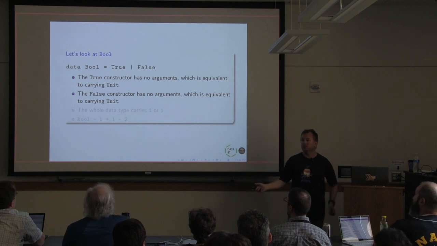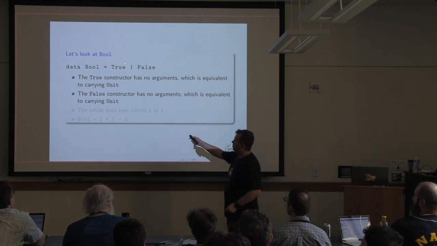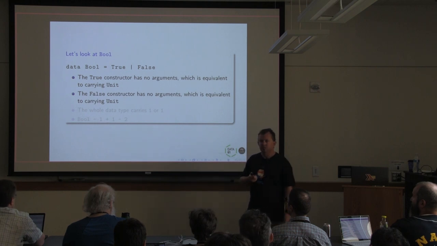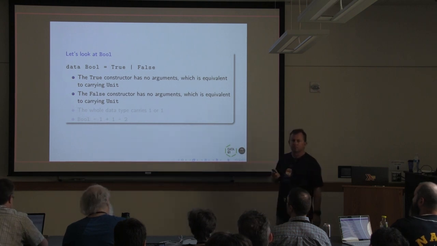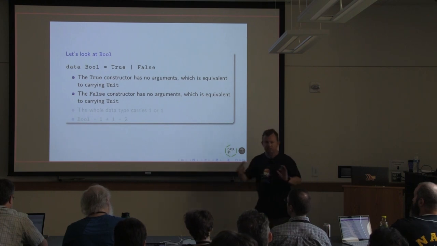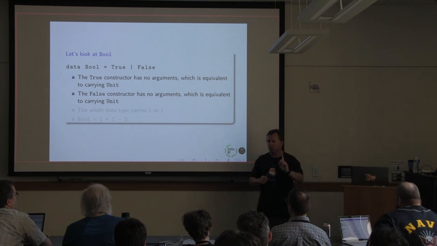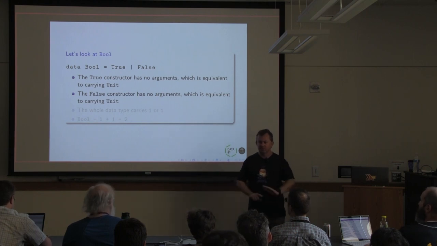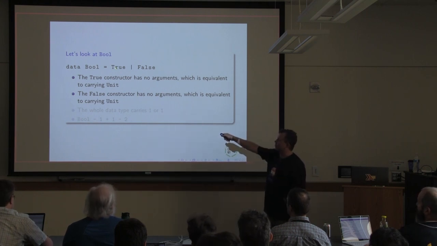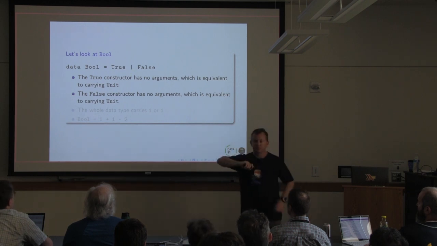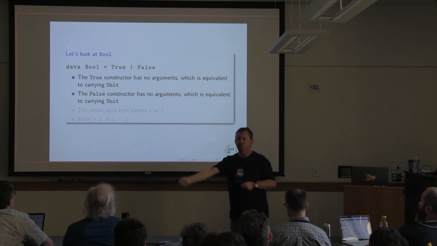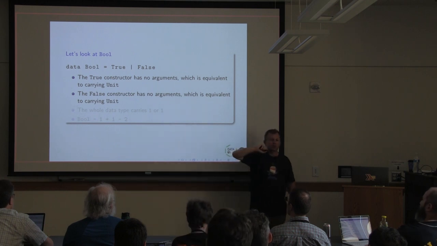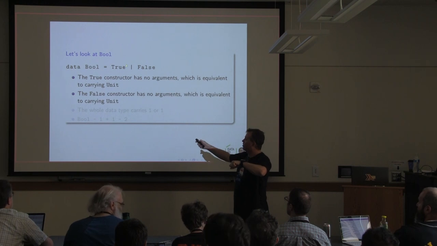Does everyone agree with that? I've said one unit or one unit. Bool is one or one. Is everyone cool with that? So let's just be clear on what unit is. It is the data type that has only one possible value. Its source code is data Unit equals Unit. It has one constructor, and that constructor has no arguments. That's it. If I change this code to data Bool equals True unit or False unit, that's the same thing as a Bool. When I construct True, I pass in the unit value. When I get it back out again, I just throw away the unit value. And same for False. So I have said Bool carries one or one.